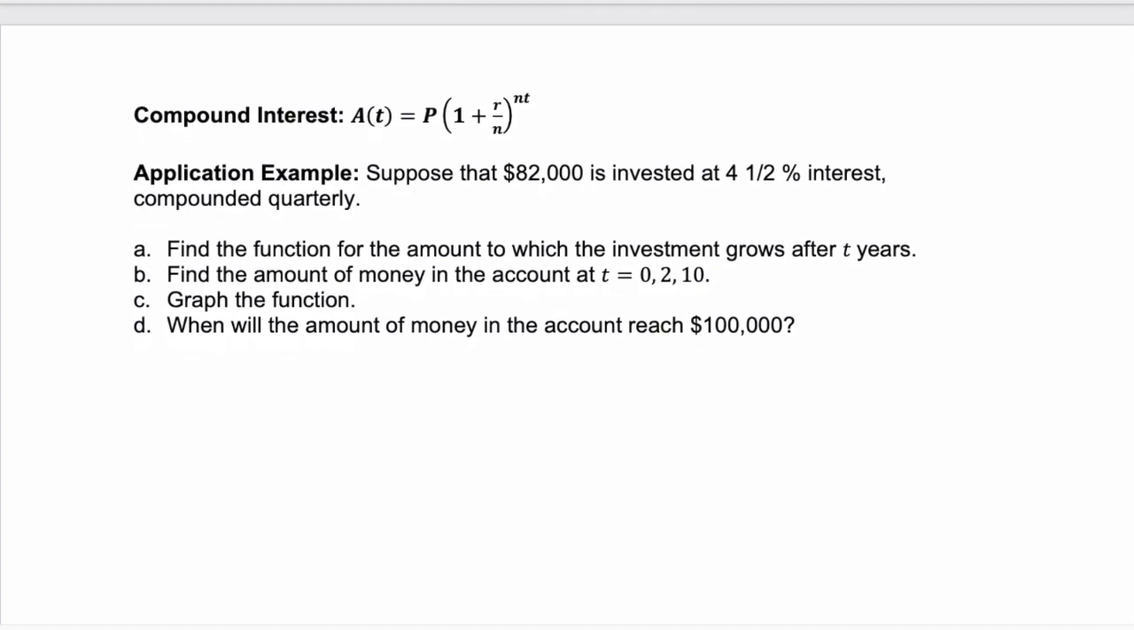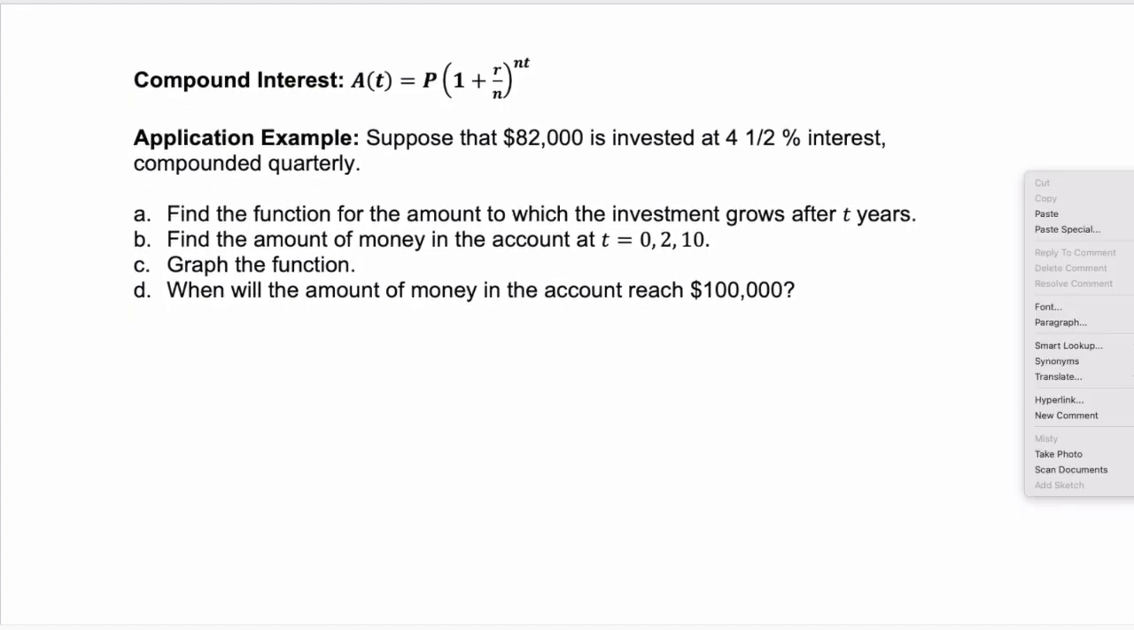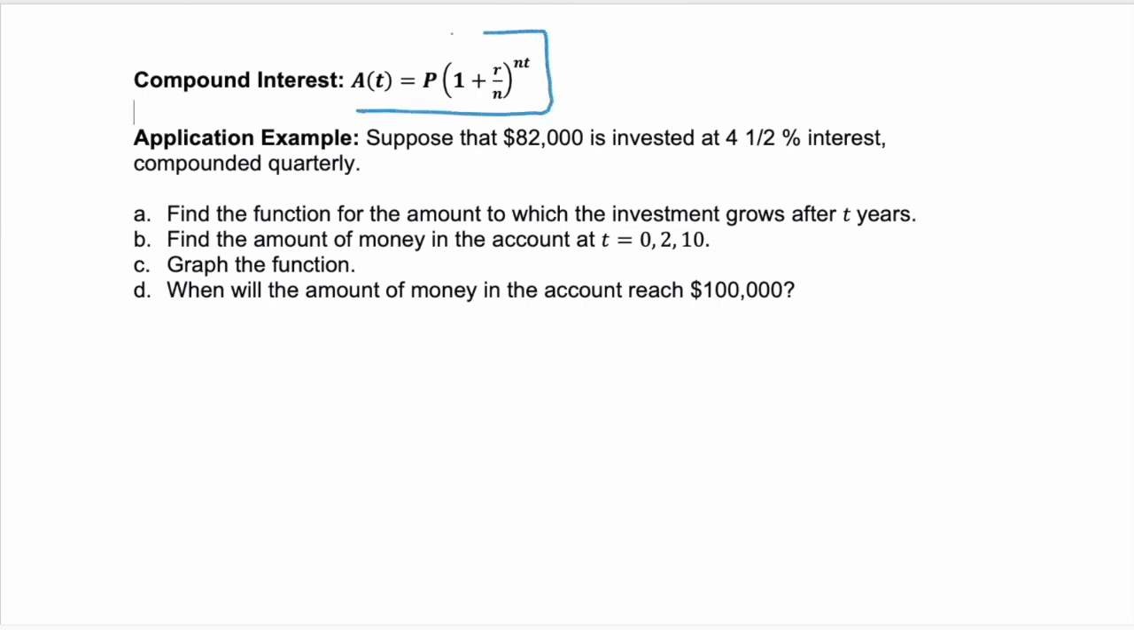using exponential functions. And this example is going to use compound interest. The compound interest function is A of t equals P times 1 plus r over n to the power of n times t. P is your principal, so how much you start with. R is your interest rate as a decimal. N is how frequently the money gets compounded, and T is the time.